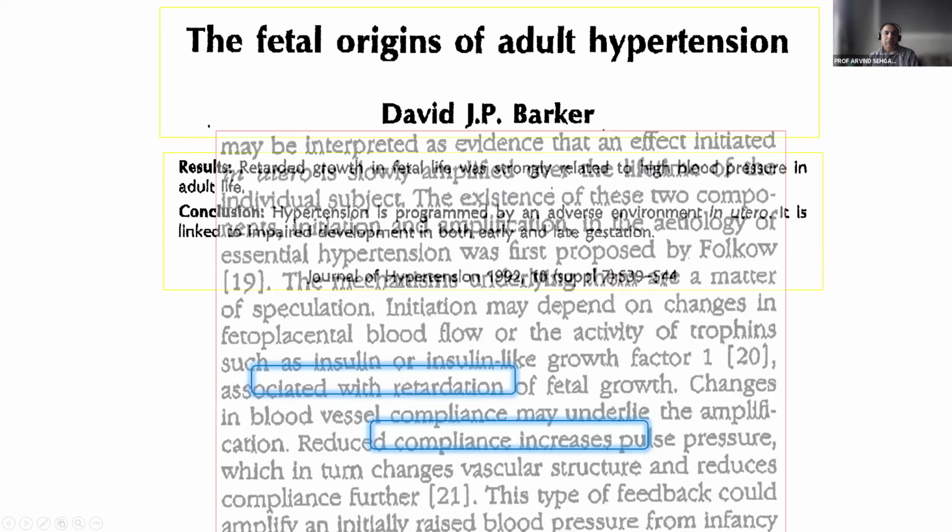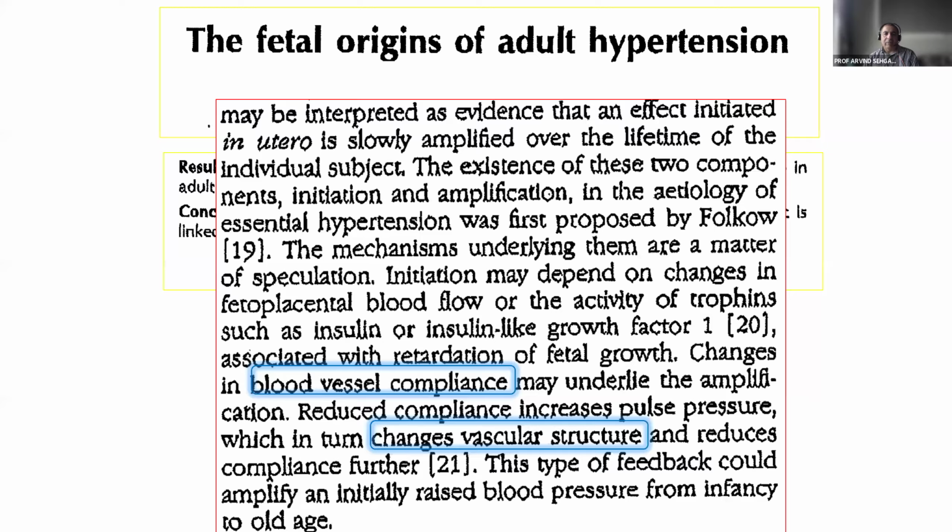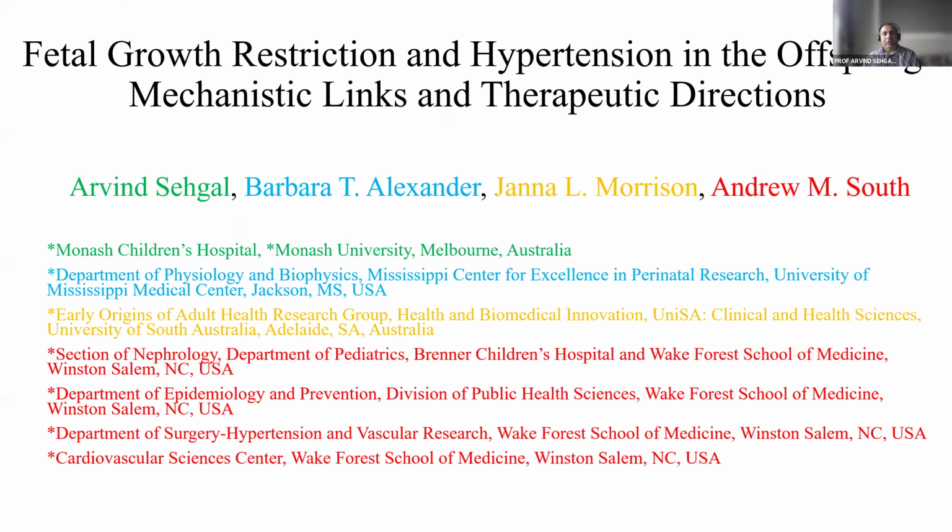If you look at the original paper from David Barker about fetal origins of adult hypertension, it talks a little bit about changes in blood vessel compliance and changes in vascular structure. That was 1992, and we have come a fair distance, but there is not much work in this population trying to find out what exactly is wrong with the vessels and what the scientific evidence is behind this epidemiologic linkage between growth restriction and adult hypertension. That somehow hasn't been looked at in detail.